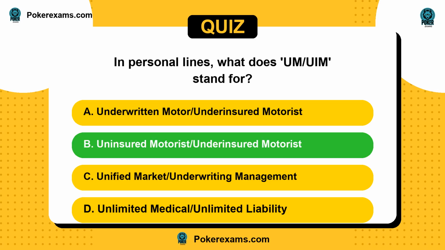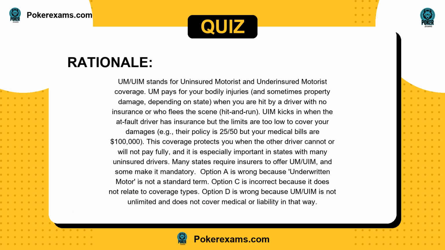The answer is B. UM/UIM stands for uninsured motorist and underinsured motorist coverage. UM pays for your bodily injuries and sometimes property damage, depending on state, when you are hit by a driver with no insurance or who flees the scene, hit and run. UIM kicks in when the at-fault driver has insurance, but the limits are too low to cover your damages, e.g., their policy is $25/50, but your medical bills are $100,000.